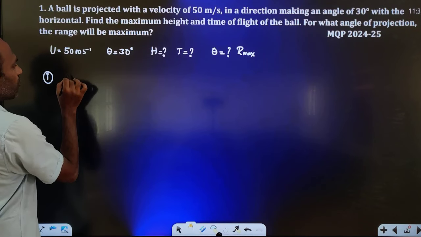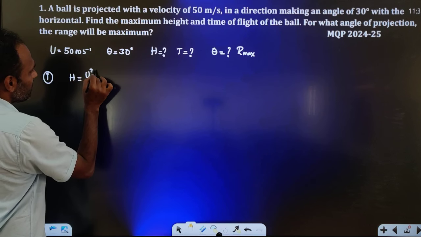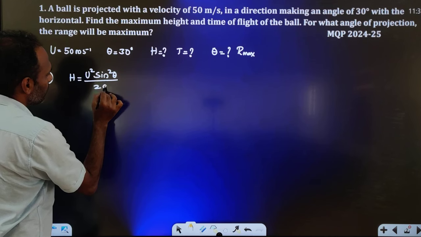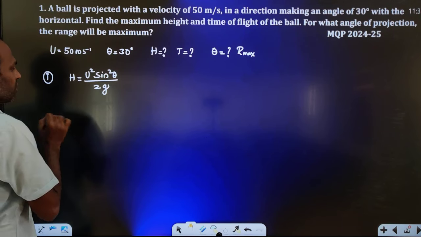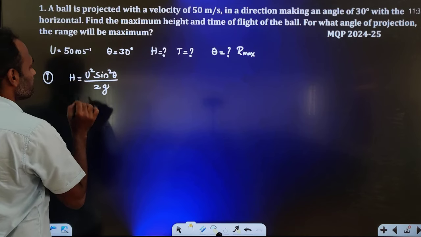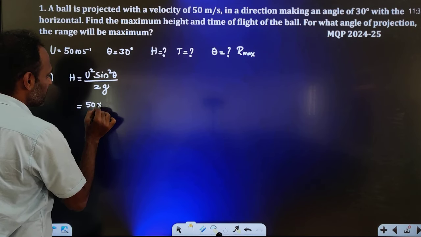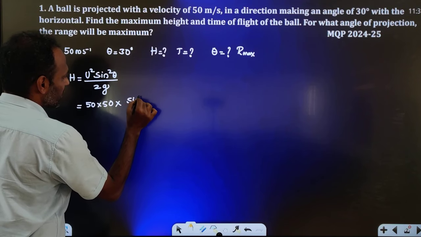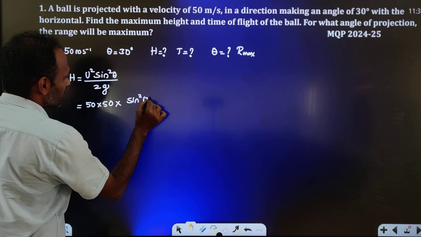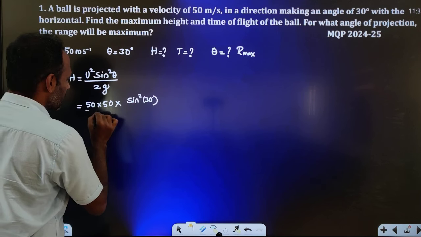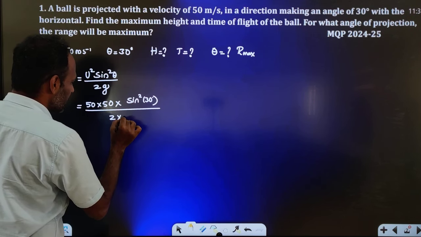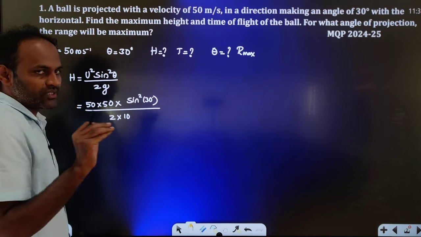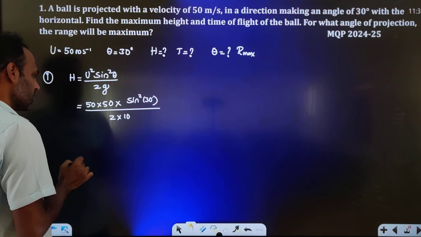The maximum height formula is h is equal to u square sin square theta upon 2g. This is the formula for maximum height. What is the value of u? U is 50, so u square is 50 into 50. Sin square theta, theta is 30 degree, divided by 2 into g. I will take g as 10. If you take 9.8 or 10, there is a slight change in the answer, but I am taking 10.